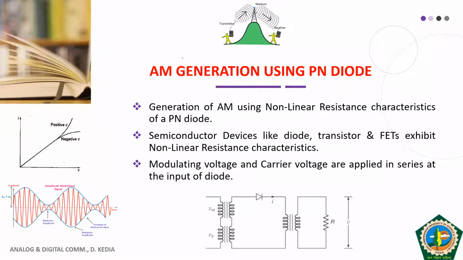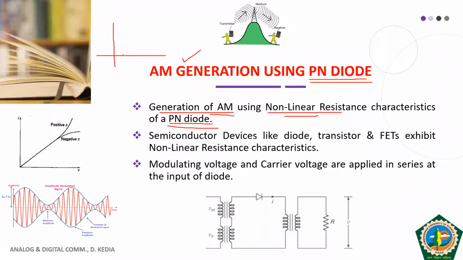As I told you, we can generate AM signal using non-linear resistance. And we know that all our semiconductor devices provide us non-linear resistance, and the PN diode is one such device. So here in this circuit diagram, we generate AM signal using a non-linear resistance characteristic device, and the name of that device is PN diode. All of us know the characteristics of PN diode. We have studied the characteristics of PN diode.